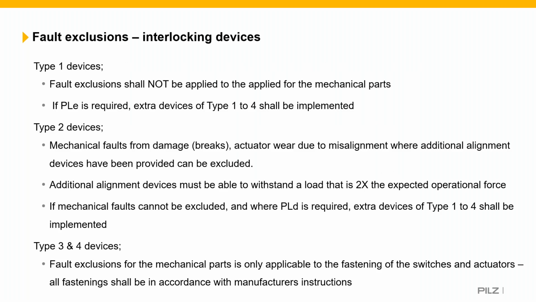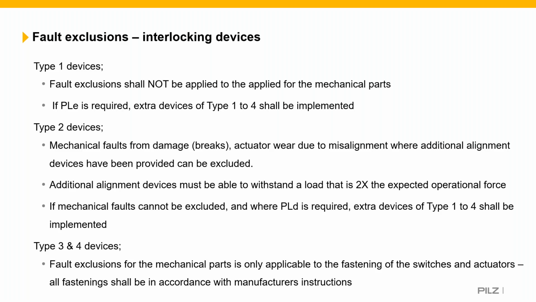So type 1 devices, very basic, as we remember, sort of like roller plunger, whisker arm style devices or something like that. Fault exclusions shall not be applied to the mechanical parts. So that's a case of we can't take anything into account for that. And if we have PLe, then we need to have multiple devices and things, as we've said, to ensure that we can pick the faults up.